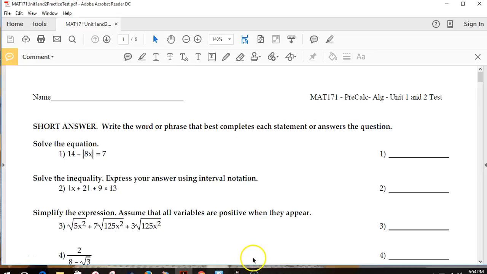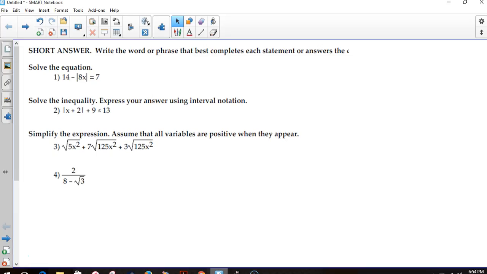Today we're going to review for our Unit 1 and Unit 2 test. We'll be going back and forth between the PDF that you have access to on Moodle and that you see now on the screen, and the Smart Notebook file that I'll be writing some of the solutions on. Let's start over on the Smart Notebook side with our first 4 questions.